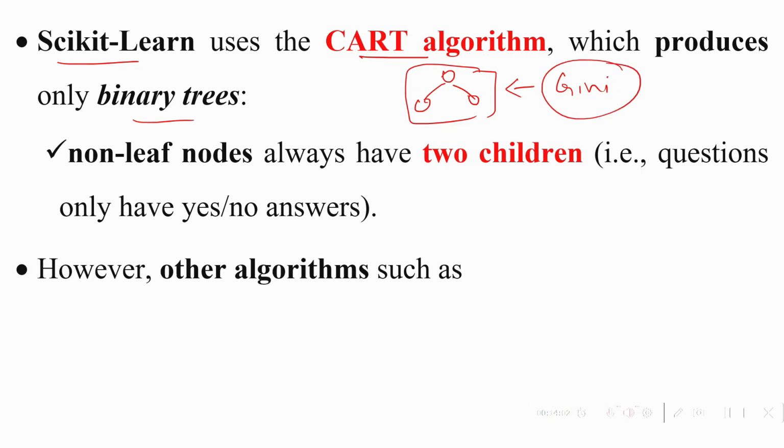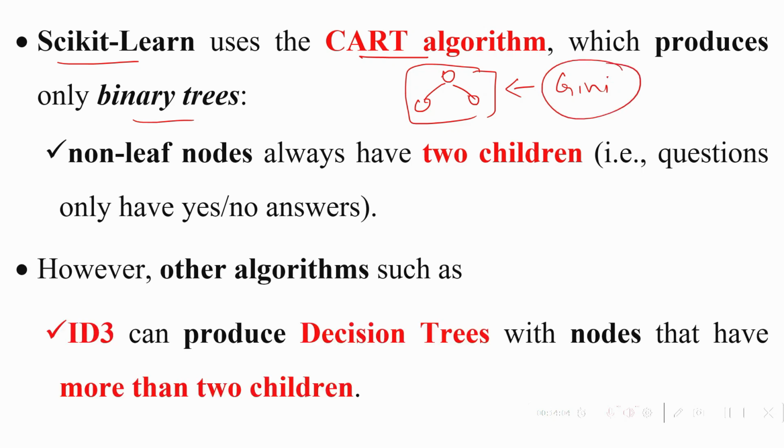However, other algorithms like ID3 can produce decision trees with nodes that have more than two children. For example, here this is a root node and it contains more than two children. Like that, we can construct the decision tree with the help of ID3. Whereas in the CART algorithm, we use binary trees only.